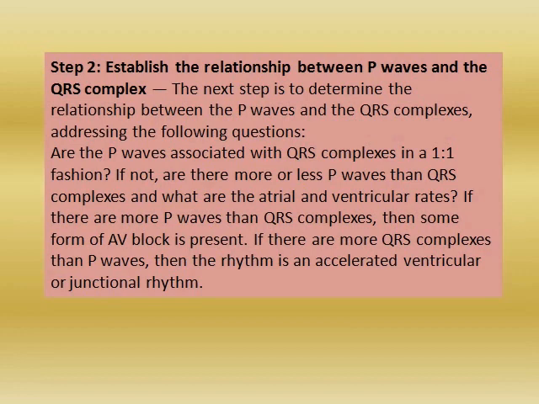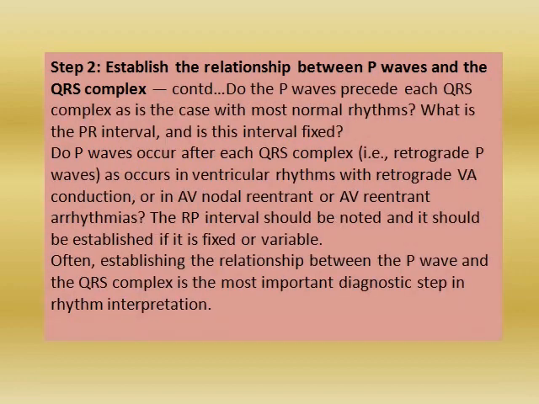If there are more P waves than QRS complexes, then some form of AV block is present. If there are more QRS complexes than P waves, then the rhythm is an accelerated ventricular or junctional rhythm. So that helps us to know where the main signal is originating from, whether from the atrium or below.